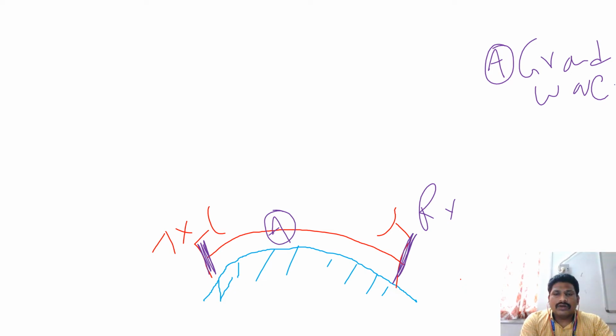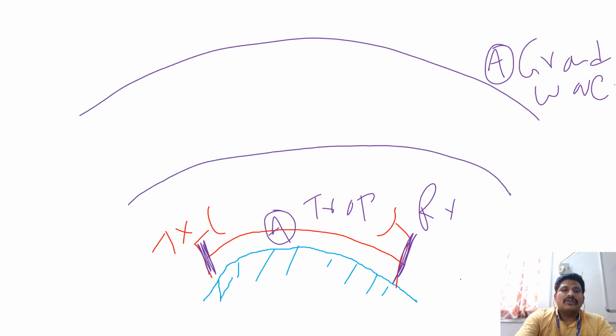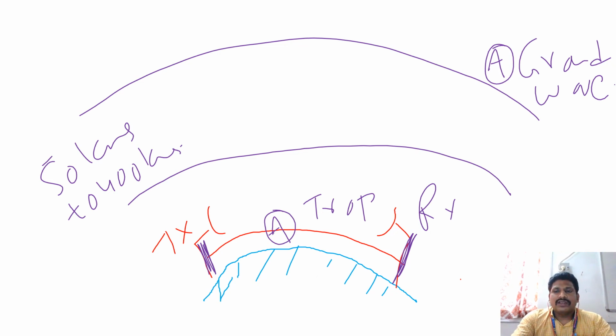Next, coming to sky wave propagation. We know the different layers of the atmosphere: here we have the troposphere, above that the stratosphere, and above that the ionosphere. The ionosphere extends from 50 kilometers to 400 kilometers above the earth surface. Any signal with frequency between 2 megahertz and 30 megahertz will go by ionosphere or sky wave propagation.